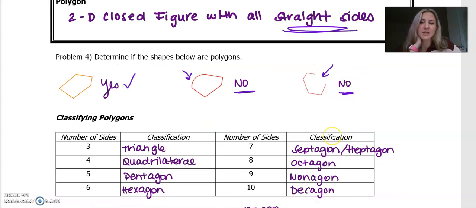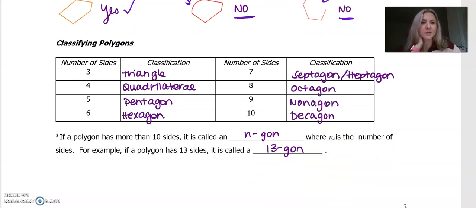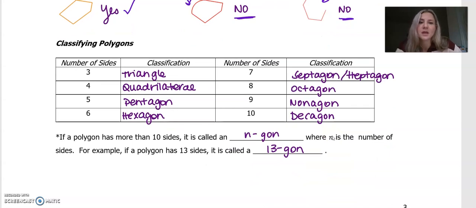Here are some names of polygons. We have to be able to classify them. So you can jot this down. Make sure you know, okay, if it's got 5 sides, it's called a pentagon. 7, septagon or heptagon. Those, you'll see both of those. If it has more than 10 sides, we call it an n-gon, and we replace n with how many sides it has. So for example, if it has 13 sides, we just call it a 13-gon.